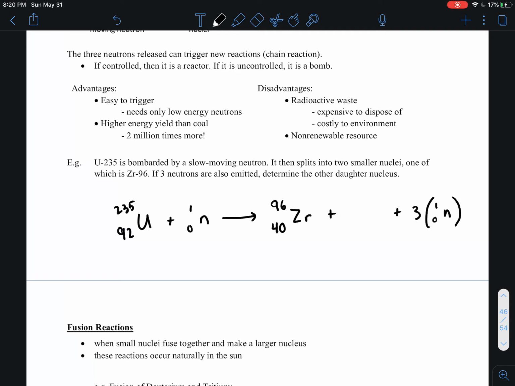So taking a look at our numbers here, if we take my 235, we need to make sure that we're adding the additional 1. So we have 236. And then at the end, we're going to subtract 96 and then also subtract 3. And I'm left with 137 on top. And then same with the bottom. We have 92 at the beginning. We are then taking away 40. And since neutron has no charge, we don't have to take any off there. We end up getting element number 52. And then once again, this is where we need our periodic table to tell us it's tellurium. So that's Te.